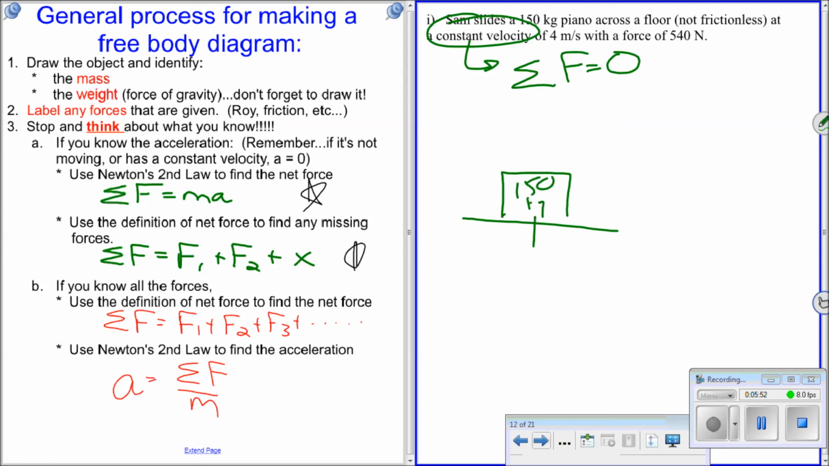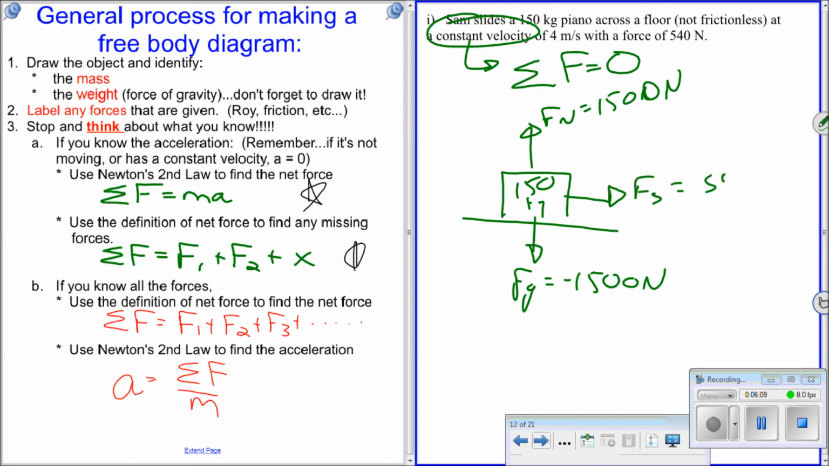150 kilograms. You're going to have gravity, normal force. It doesn't tell you which way he's sliding it, so let's assume he's sliding it this way. So here's the force of Sam. Since our net force is 0, that means we've got a friction also 540, just to cancel out Sam's force. All right, there you go.